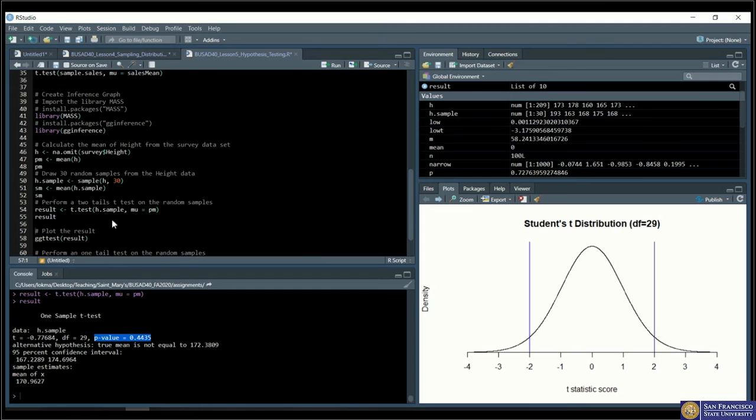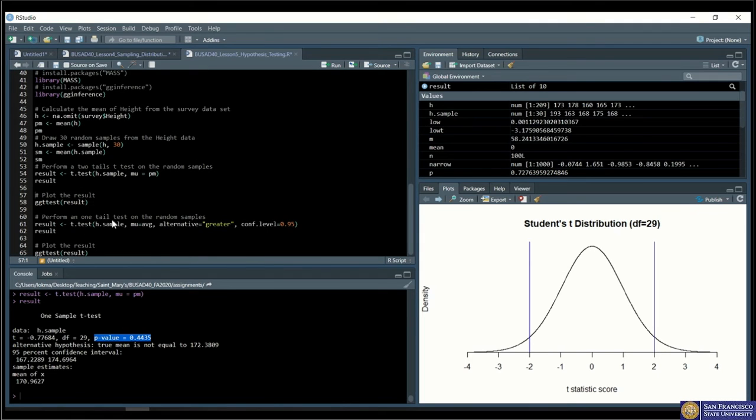We want to see how we can plot this result. So what we're going to do is use the ggttest results function and put in the results that you just got from the t-test. So let's see what it returned.